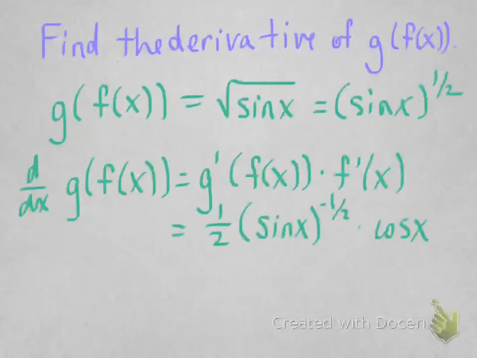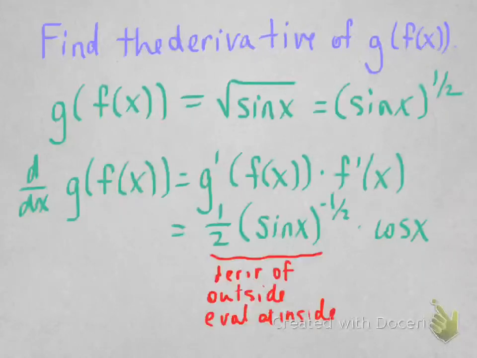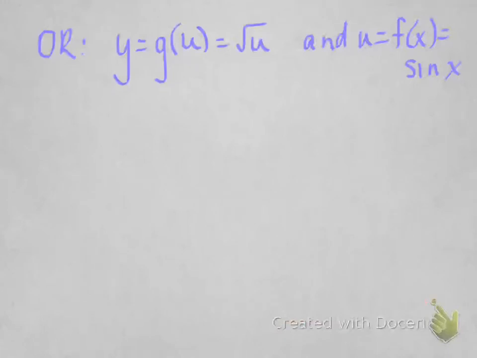I have the derivative of the outside evaluated at the inside here. So that's 1/2 sine x to the negative 1/2. The derivative of the outside is the x to the 1/2 power, so I use the power rule to bring that 1/2 down and subtract 1 from the power, but I'm evaluating it at the inside, which is sine of x, and then times the derivative of the inside, which is cosine of x. And again, let's see it using the alternate version of the chain rule.